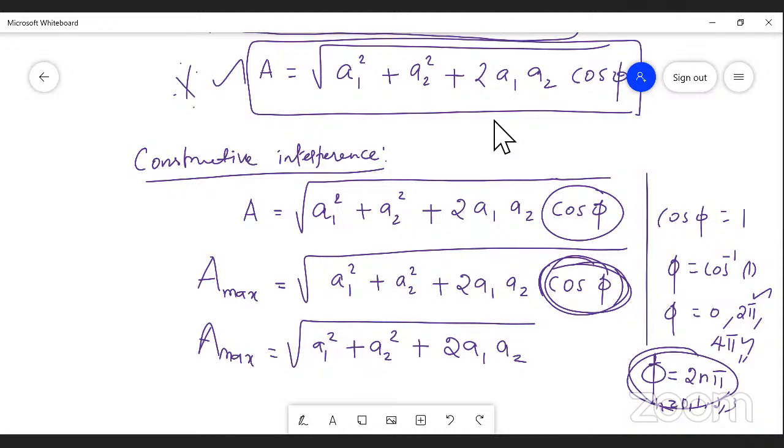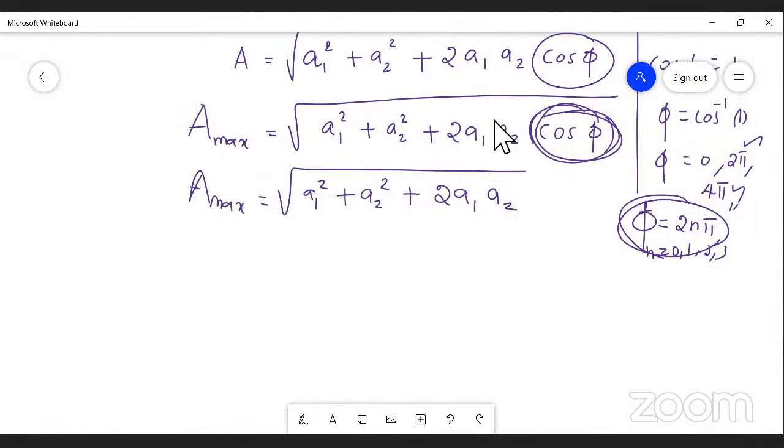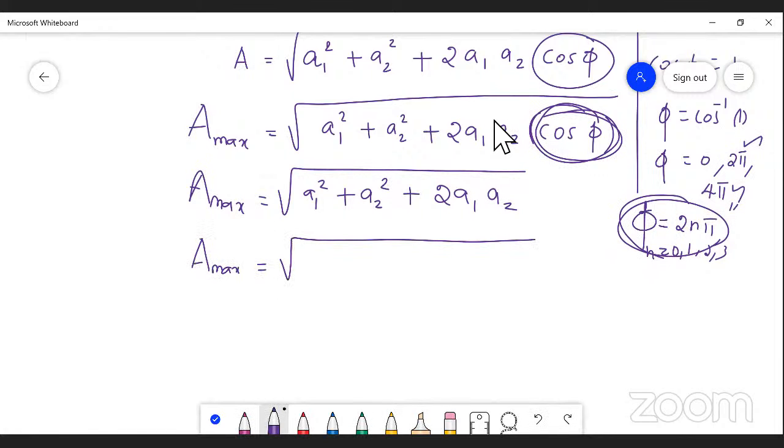I want to simplify these equations. What is this? A maximum is equal to the square root of A1 square plus A2 square plus 2A1 A2, which is equal to A1 plus A2 whole square, in the A plus B whole square form. This is the maximum. I want the square of the maximum, so just take the square on both sides. The root cancels, so A maximum square is A1 plus A2 whole square.